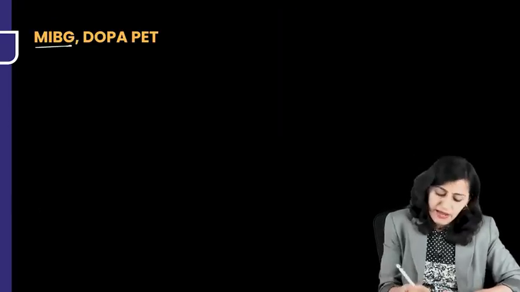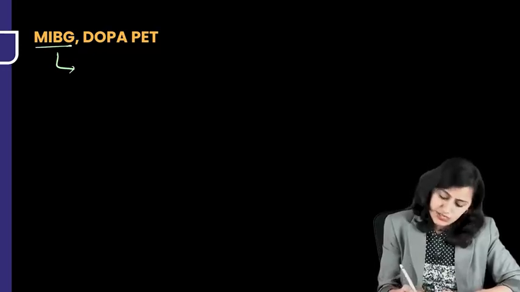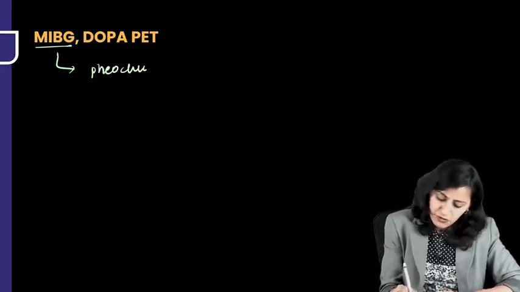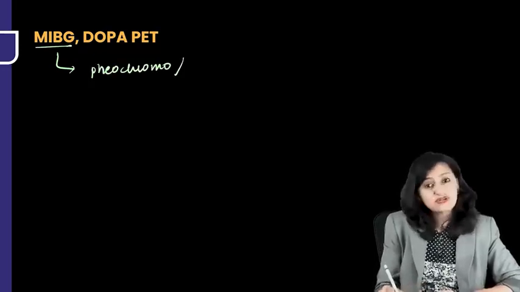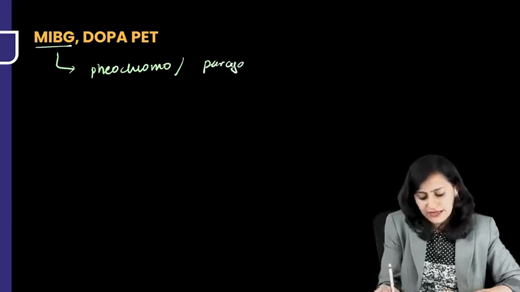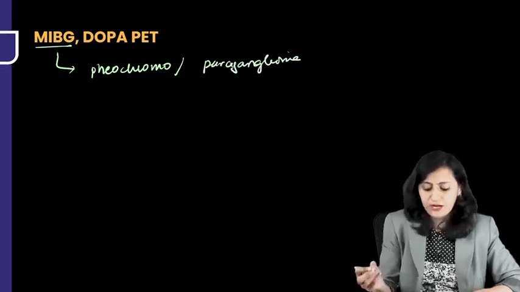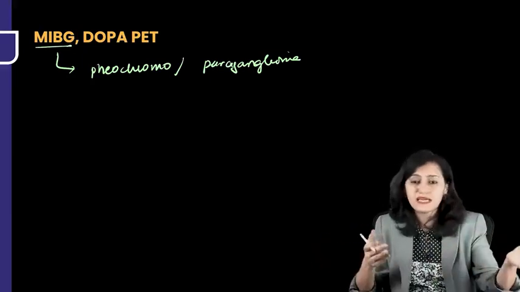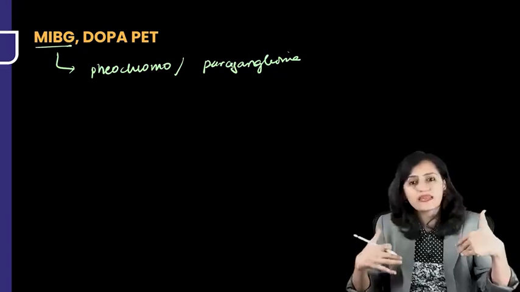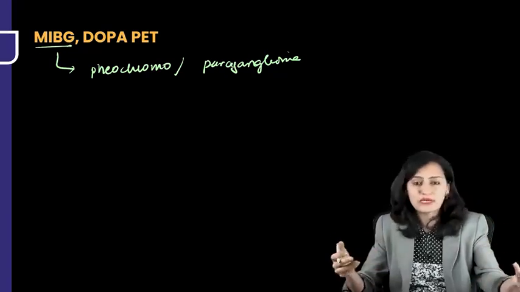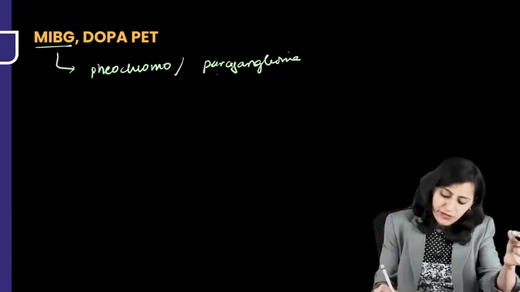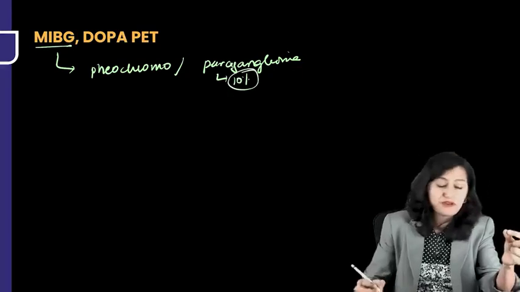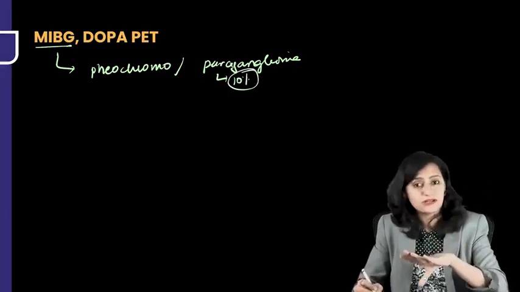Now, going to the MIBG scan, MIBG is the nuclear scan which is done for pheochromocytoma or extraadrenal pheochromocytoma, that is paraganglioma. So, when we are not able to localize it in the adrenal by MRI, we can do MIBG scan. So, wherever the pheochromocytoma is located, that will be localized, because we know that 10% of pheochromocytomas are extraadrenal.